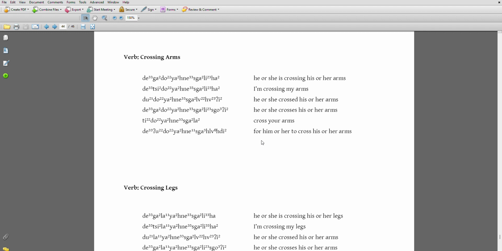Titoya neska lang. Cross your arms. Teutoya neska sti. For him or her to cross his or her arms.